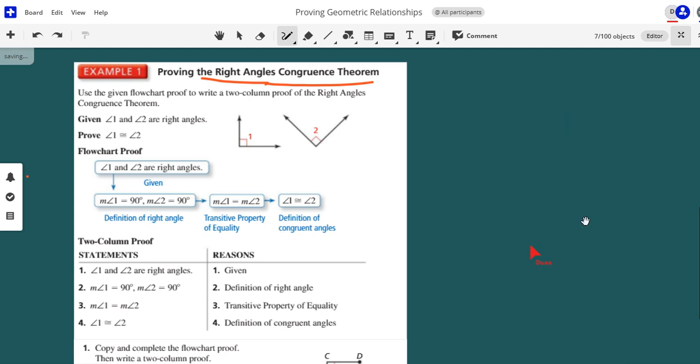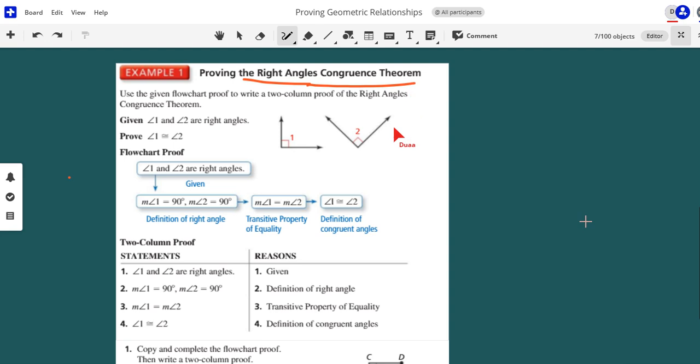So what are we given? We are given that angle 1 and angle 2 are right angles, and what we have to prove is that they are congruent, angle 1 and angle 2 are congruent. Now, if angle 1 is a right angle, that means the measure of angle 1 is equal to 90 degrees, right? Because it is a right angle, and this is done by the definition.